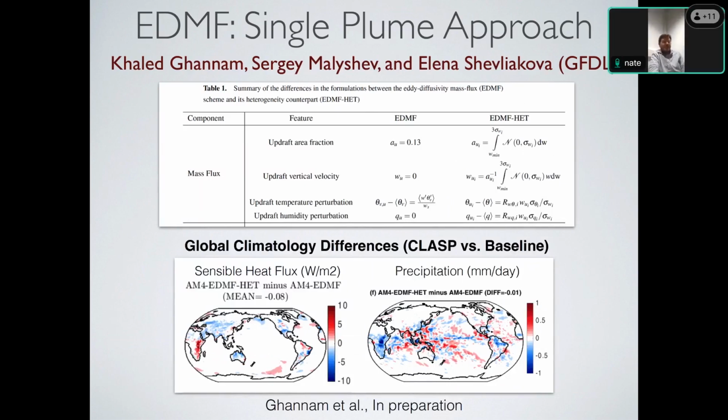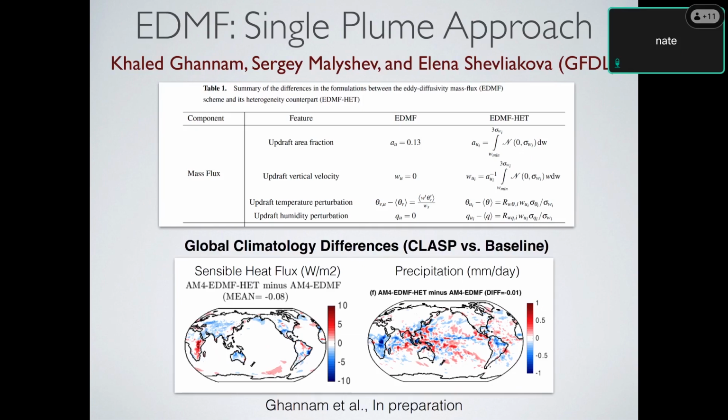So what I'm showing here is the work that emerged at GFDL, led by Khalid Ghanam. This was a single plume approach, and effectively what they implemented is accounting for the subgrid heterogeneity over land, these tiles. They used that to more formally account for the heterogeneity: the updraft area fraction, instead of being fixed, actually uses the statistics of the surface boundaries. You have a change in updraft vertical velocity that's accounting for those surface properties too.